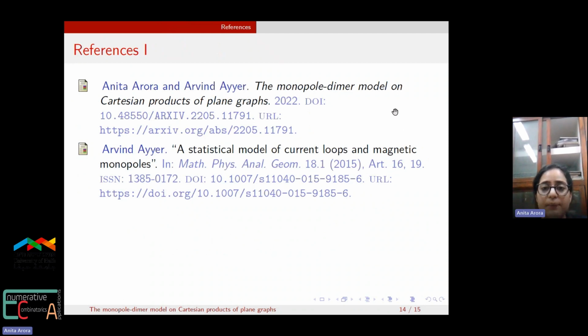In this first reference, you can find all of the proofs that are mentioned in these slides. And the second reference is basically the one that has the monopole diamond model for plane graphs, and the loop vertex model. If you want to study the starting points, then this paper is an educational and beautiful paper.